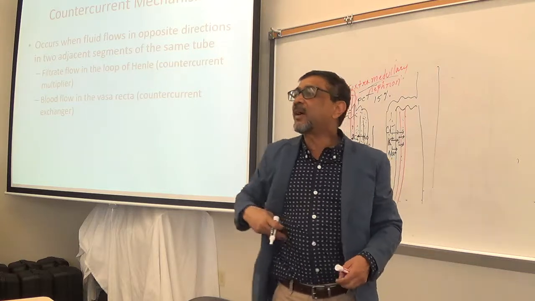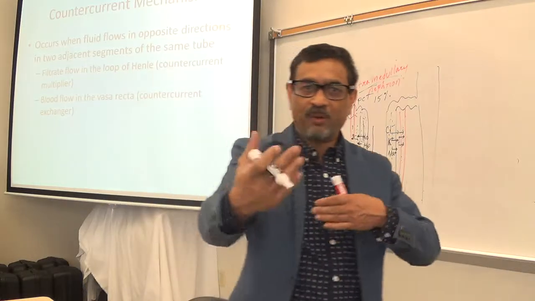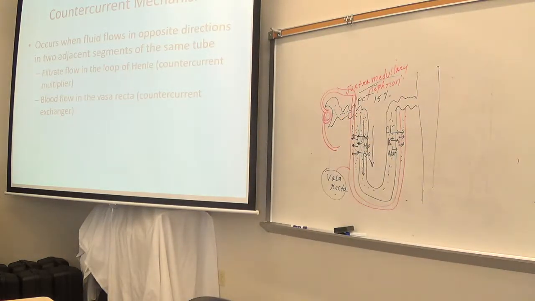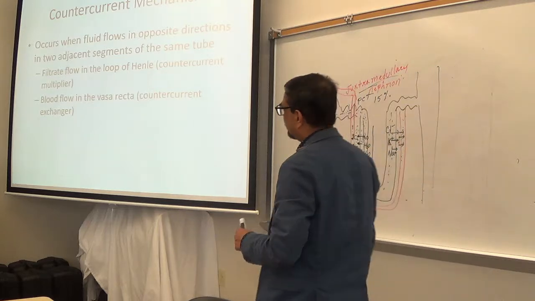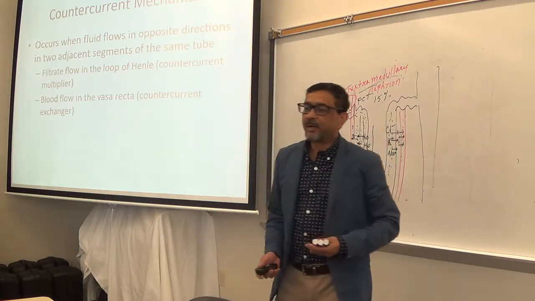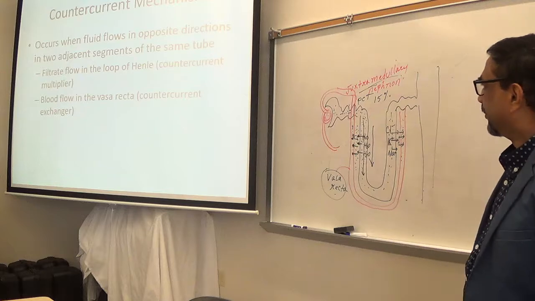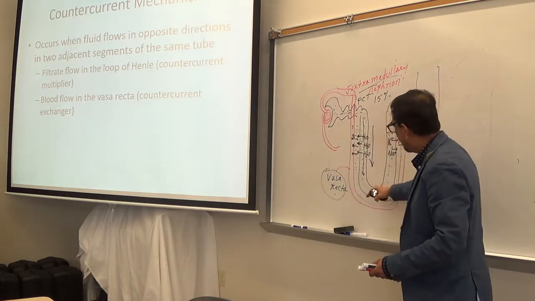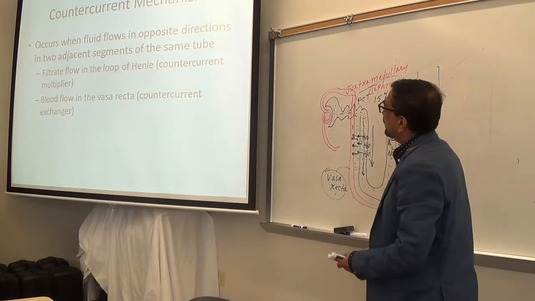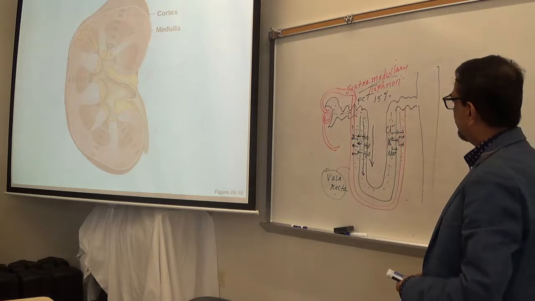So that's why it is called counter current mechanism. Opposite, counter, okay? The flow or direction is in opposite way. And this is very important. Without vasorecta, urine formation is not possible. So to produce concentrated urine or normal urine, you need the counter current mechanism. This mechanism must work, okay? Between the loop of Henle and the vasorecta.